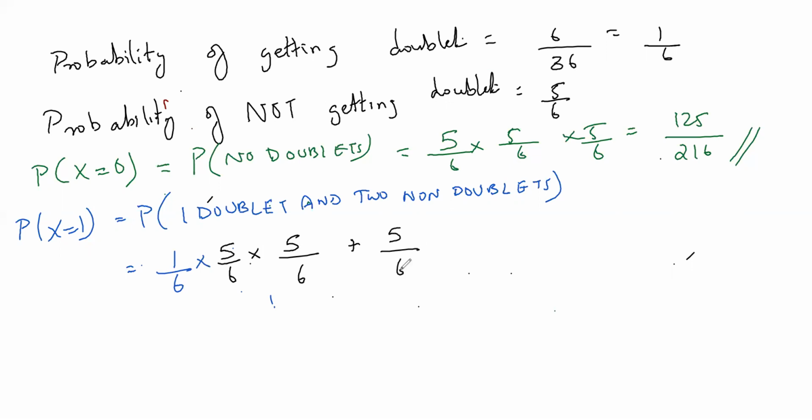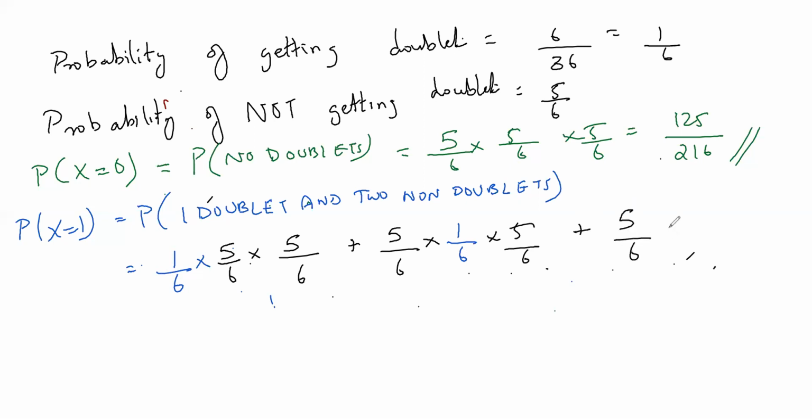Non-doublet in the first throw. Second throw, I'm getting a doublet. Doublet is what? 1 by 6. Third throw, I'm getting a non-doublet. So for non-doublet, I'm putting black, and for doublet, I'm only putting plus. Next one.